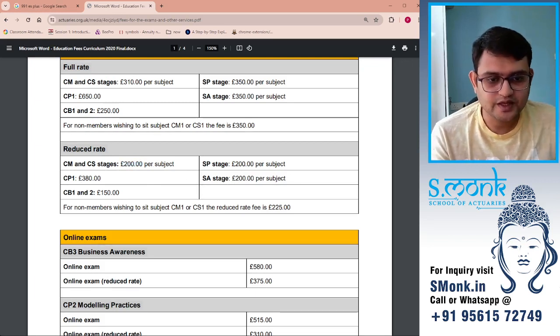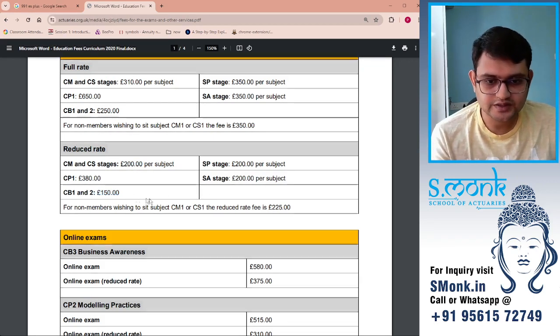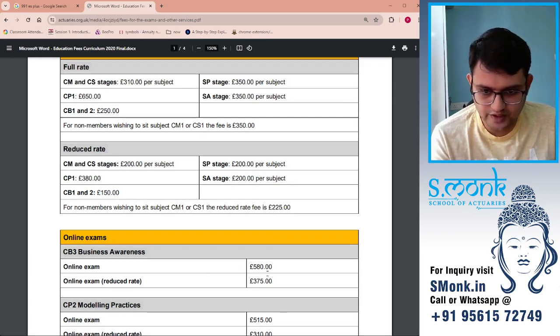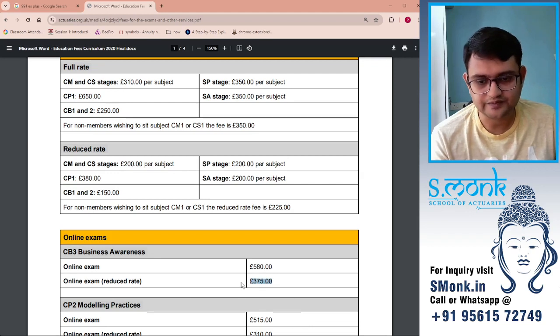Then CB1 and CB2, you can see it is 150. Then CB3, you can see here, the online examination reduced rate is 375 pounds. Compared to the other examinations, this is the highest fee. So that is why I was saying that you should go for it at the end.